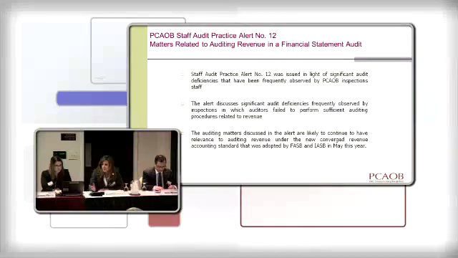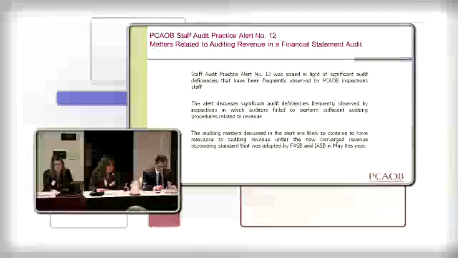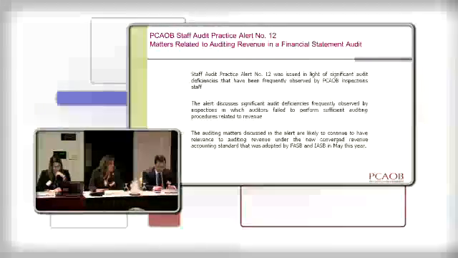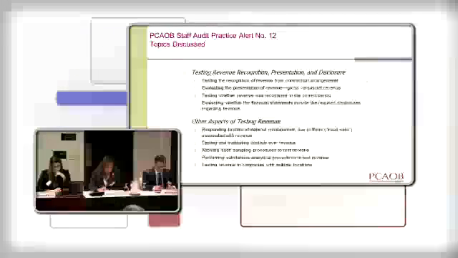The alert focuses on 9 different areas of PCAOB standards. These areas addressed in the alert relate to testing a company's recognition of revenue, its presentation in the financial statements and related disclosures, and other aspects of auditing revenue, such as responding to risk of material misstatement due to fraud, and testing and evaluating internal controls. And you'll see the other ones. I won't read those off the slide, but basically they're up there.